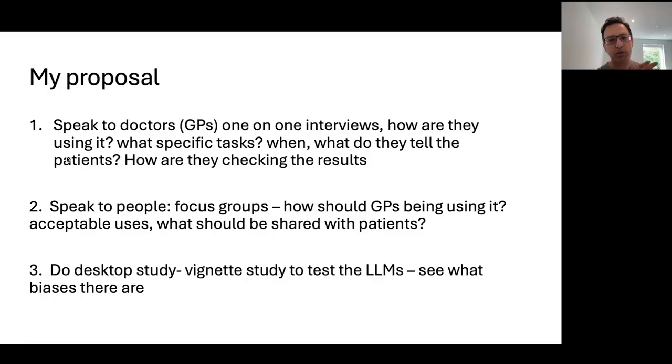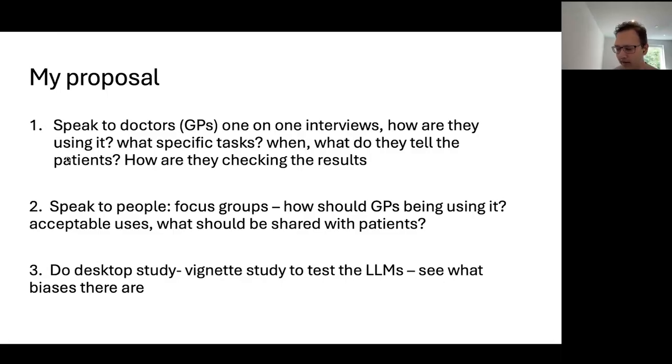And there might be some cases which people think is very acceptable, some cases where people think, no, this is a completely unacceptable use and it shouldn't be used like this. And whether patients want the output shared with them or they don't, whether it will just complicate matters.